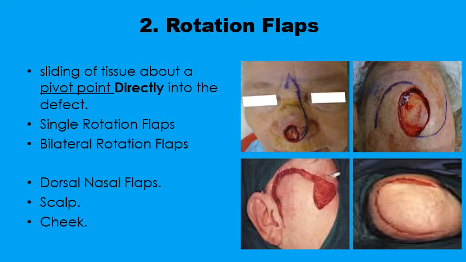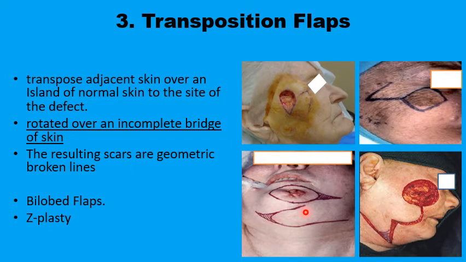And then we'll move to the rotation flaps, either single rotation like the dorsal nasal flap or the scalp flap or the cheek rotation flap, or a double rotation like the one usually used in the scalp, the O to Z type of plasty. But when the flaps have to cross intervening tissues in order to lie in their new position, they are called transposition flaps.